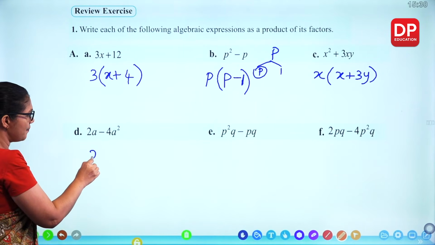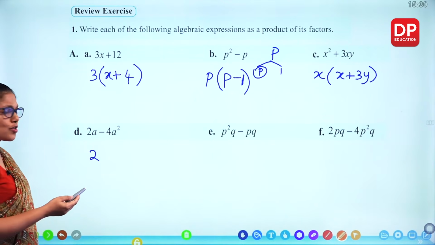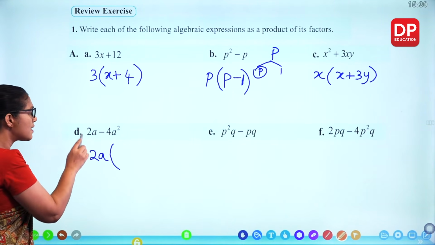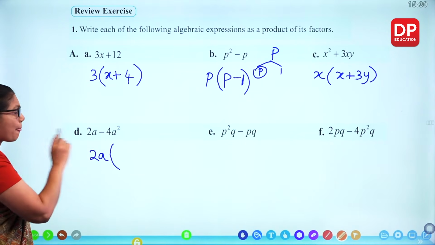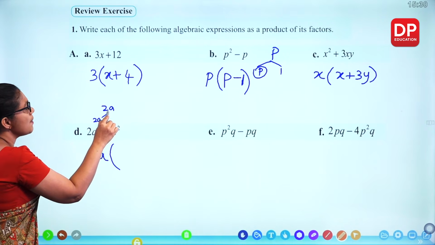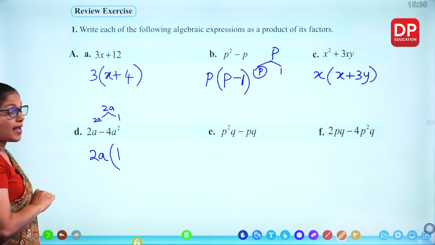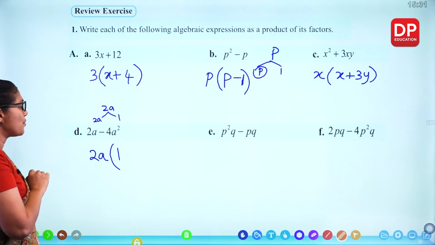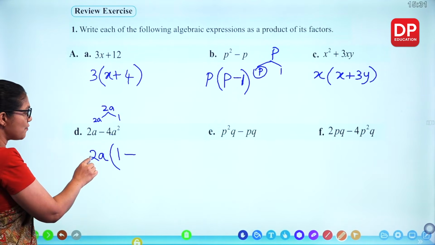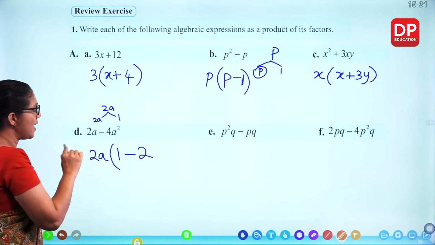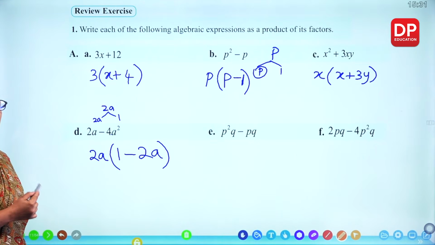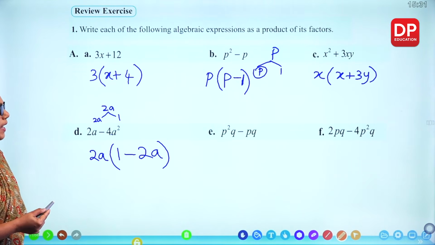2 is common. I can see a is also common. I can take it out. So when I take 2a out, what's remaining here? I can write 2a as 2a times 1. So I have taken 2a out, so 1 is remaining, and the sign is minus. What's the other term? I have taken 2 out, 2 is remaining, 1a out, 1a remaining. So I can write 2a times 1 minus 2a.